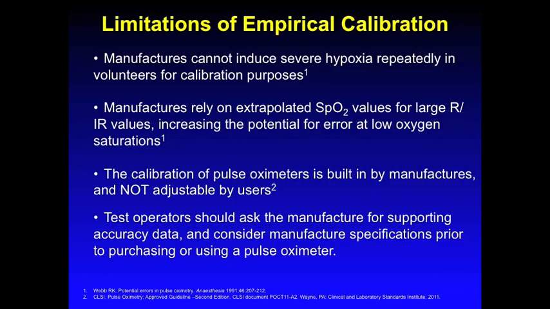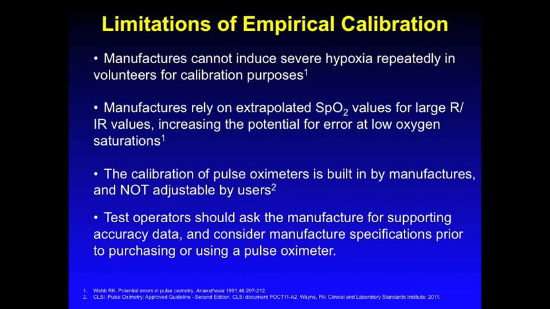This question highlights the inherent limitations of empirical calibration. For ethical reasons, manufacturers cannot induce severe hypoxia repeatedly in volunteers for calibration purposes. Manufacturers must rely on extrapolated SpO2 values for large R/IR values, increasing the potential for error at low oxygen saturations.